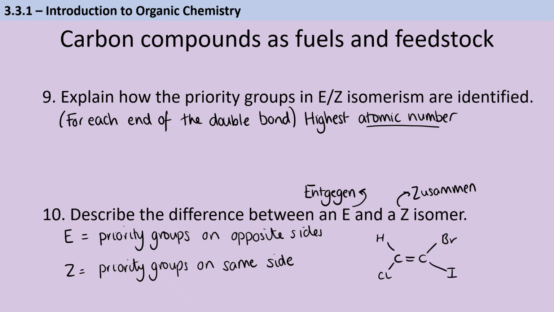In this example, we're going to say that chlorine with an atomic number of 17 is obviously much higher priority than hydrogen with an atomic number of 1, and likewise iodine with an atomic number of 53 is higher priority than bromine with an atomic number of 35. Since both of these high priority groups are on the same side of the double bond, this is going to be a Z or zusammen isomer.